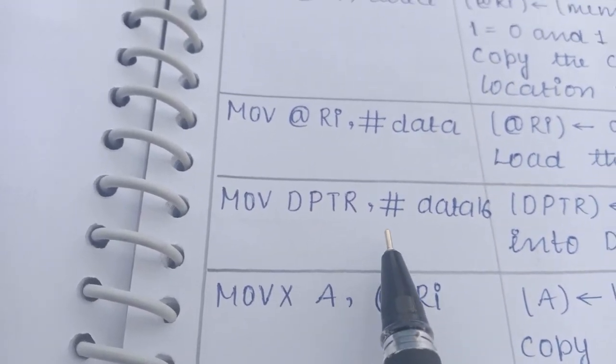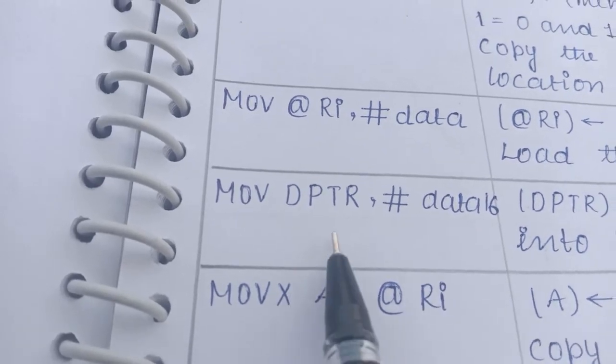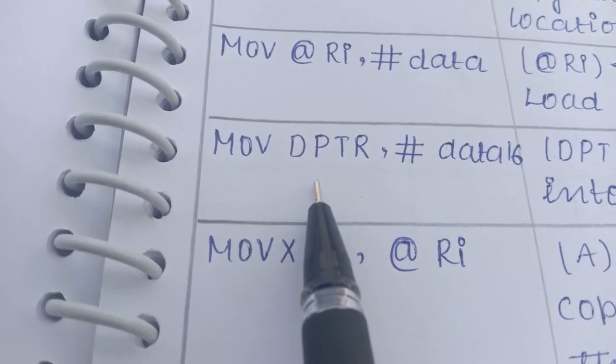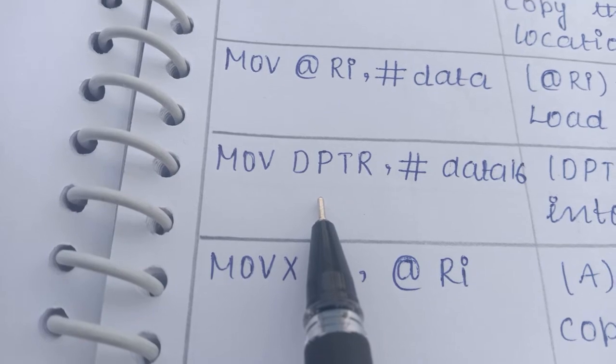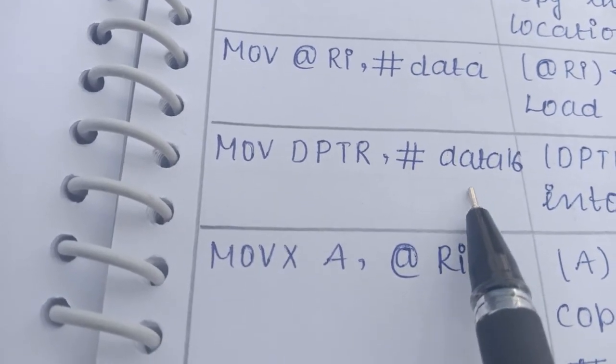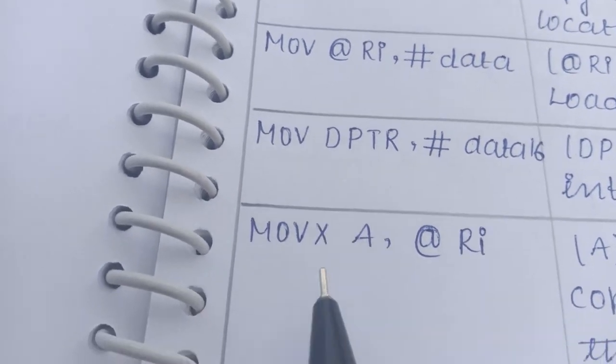MOV DPTR, #data16. Data pointer. DPTR stands for data pointer. It is a 16-bit register. So move the 16-bit data given in the instruction to the data pointer register.